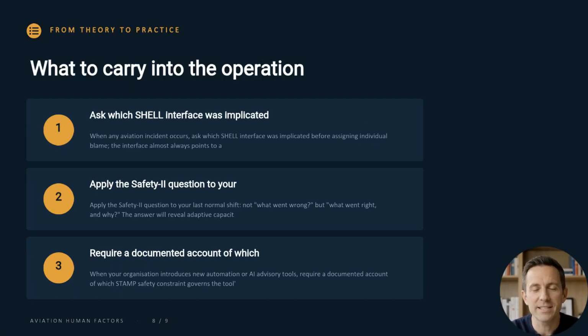From theory to practice, 3 habits. When an incident occurs, ask which SHELL interface was implicated before assigning blame. Apply the Safety 2 question to your last normal shift: not what went wrong, but what went right and why. And when new automation or AI tools arrive, require a documented account of the STAMP safety constraint governing them.